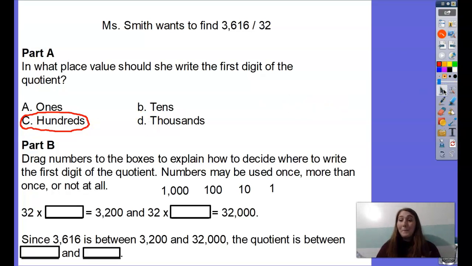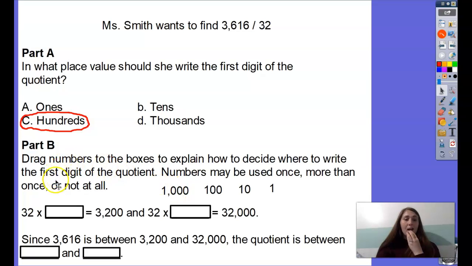Now I'm going to move on to part B, which says, drag numbers to the boxes to explain how to decide where to write the first digit of the quotient. Okay, so this is just a written explanation of what we did on our workspace and our solve space of why we selected our place value. So it says numbers may be used once, more than once, or not at all. So I might not use all 4 of these numbers. I might only use 1. I might only use 2. I might use a number more than once.